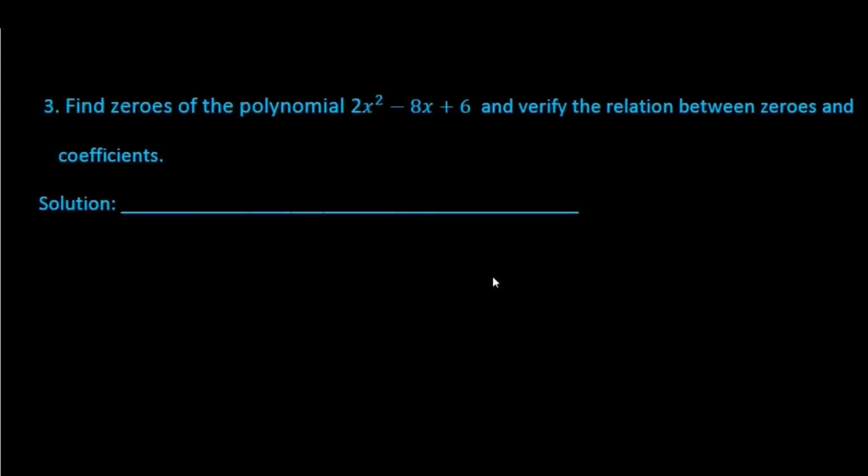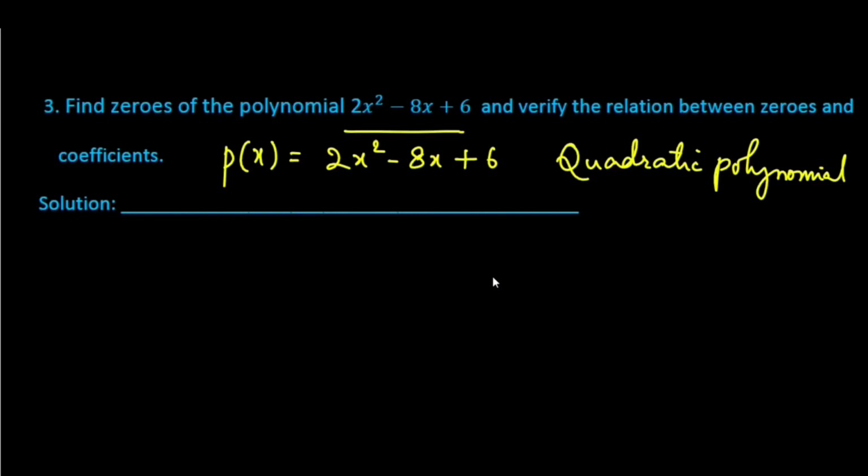Third question, find the zeros of the polynomial 2x square minus 8x plus 6 and verify the relationship between zeros and coefficients. So given polynomial p of x is 2x square minus 8x plus 6. This is a quadratic polynomial. Now let us find the zeros. To find the zeros, let us first find the factors.